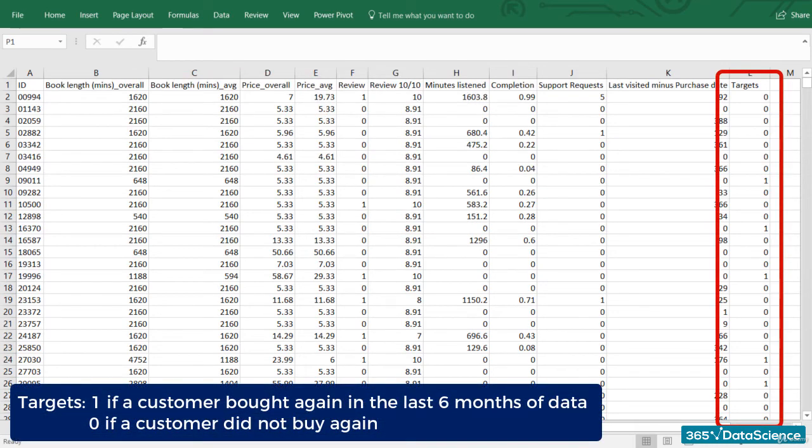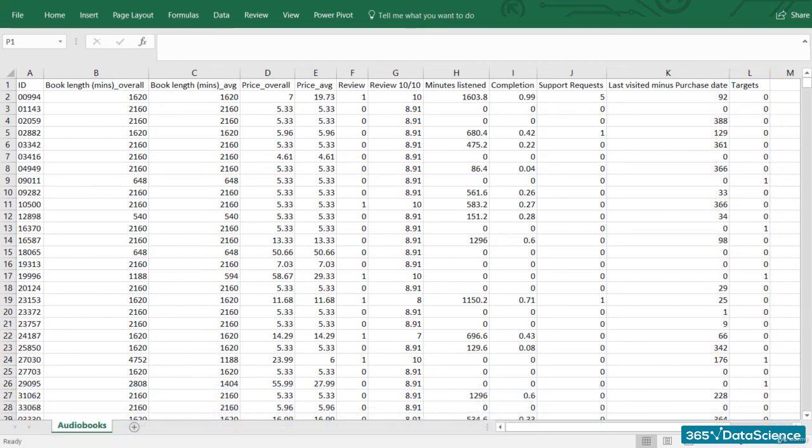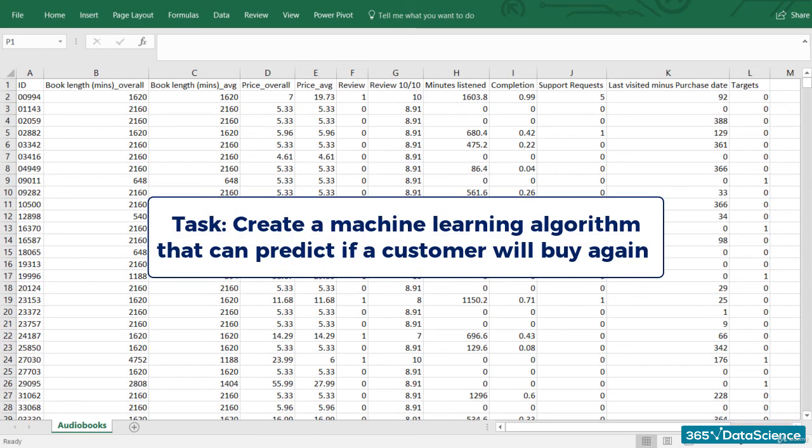6 months sounded reasonable enough for us. If one buys no new audiobook in that period, chances are they've gone to a competitor or didn't like the audiobook way of digesting information. Okay. That said, our task is simple. Create a machine learning algorithm that can predict if a customer will buy again. This is a classification problem with 2 classes, won't buy and will buy, represented by 0s and 1s.